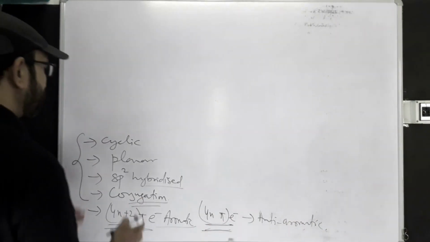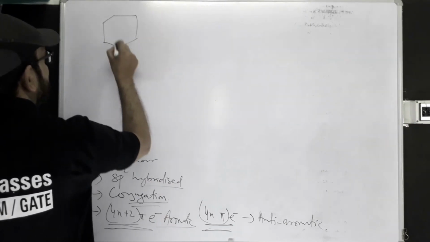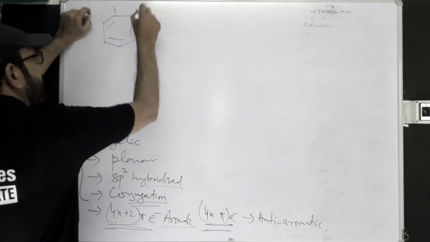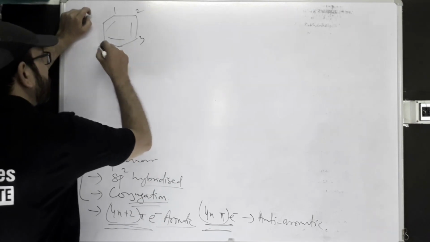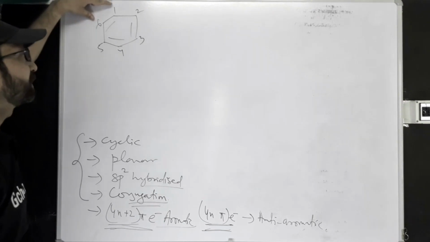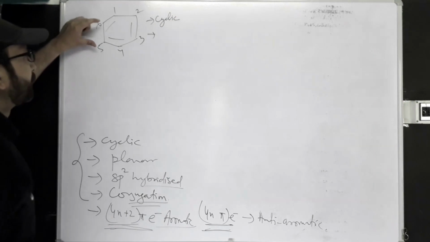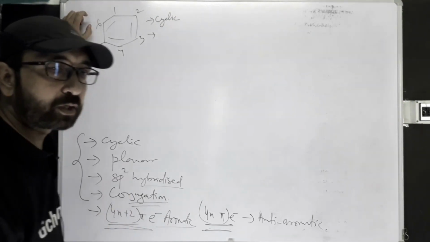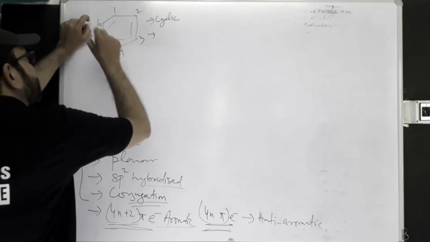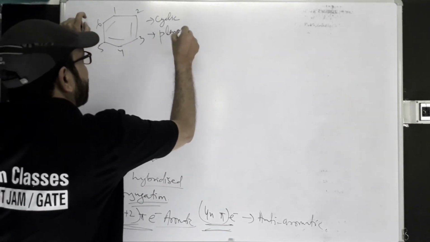Correct? So now for aromatic, suppose this is the molecule. Simply I will draw benzene. Whether this molecule is cyclic or not, first I will just write it down. Carbon number 1, 2, 3, 4, 5, 6. Carbon number 6, the last carbon, and the first carbon are connected, so this molecule is cyclic. Now the second point, whether this molecule is planar or not. This molecule is planar. Why? Because all are sp2, sp2, sp2, sp2, sp2, sp2. So this molecule is planar.